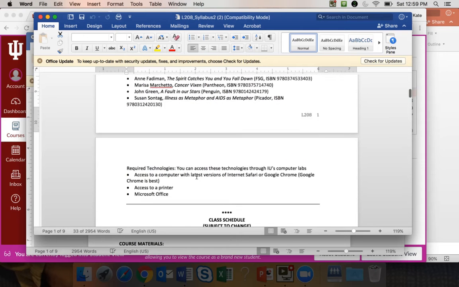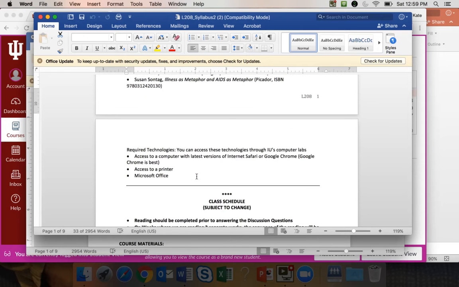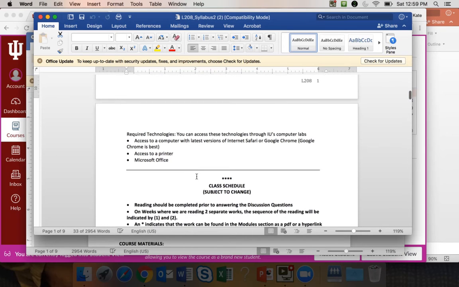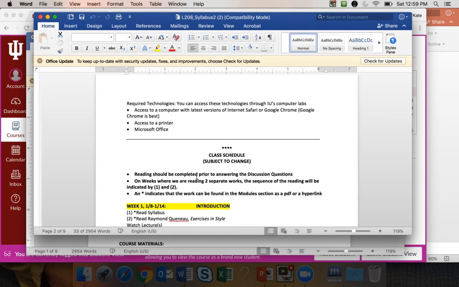Now, for any item that has an asterisk next to it in our reading list, that means that it's available to you as a PDF or as a link. And then required technologies for this course include access to a computer that has the latest version of either Internet Explorer, Safari or Google Chrome. I would recommend Google Chrome. Access to a printer, and access to Microsoft Office. You can access all of these things on campus if you don't have access to them at home.